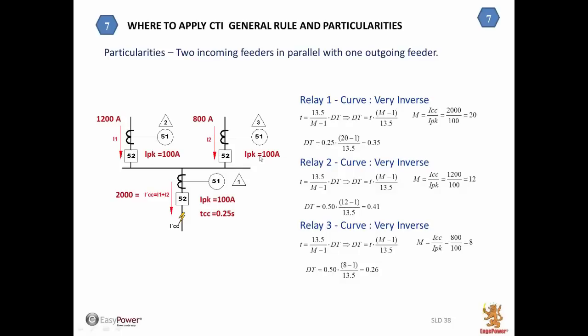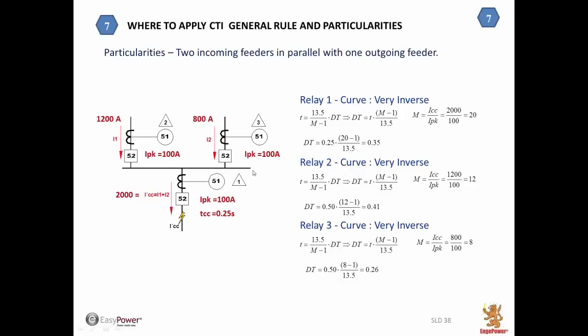So I use 100 amps pickup for relay 1, 2, and 3. And I'm going to use an IEC very inverse time curve. The equation of IEC standard for the very inverse curve is this one. I can take the time dial, and to calculate the time dial is T multiplied by M minus 1 divided by 13.5. What means M? M is the multiples of our pickup setting.